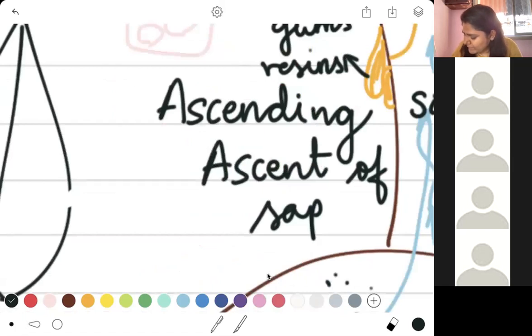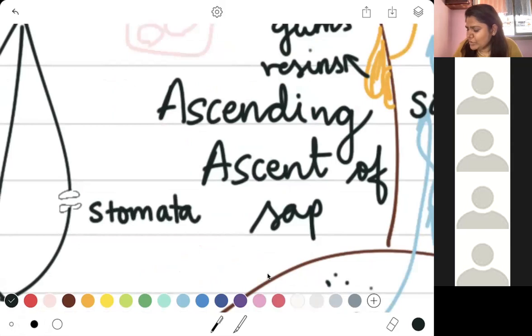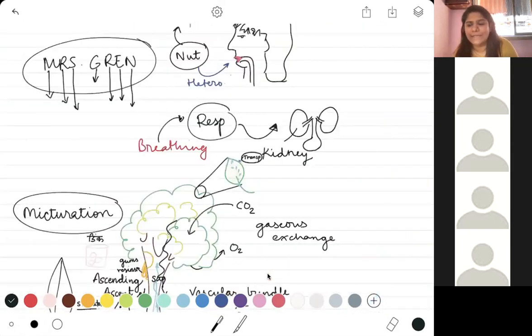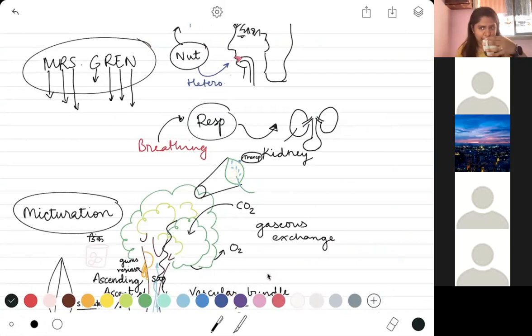So there are these very different kinds of cells present here, and these cells are called stomata. Is this making sense? Is everyone following till this part? Anyone who did not understand any part of this? Yes, ma'am. Understood.